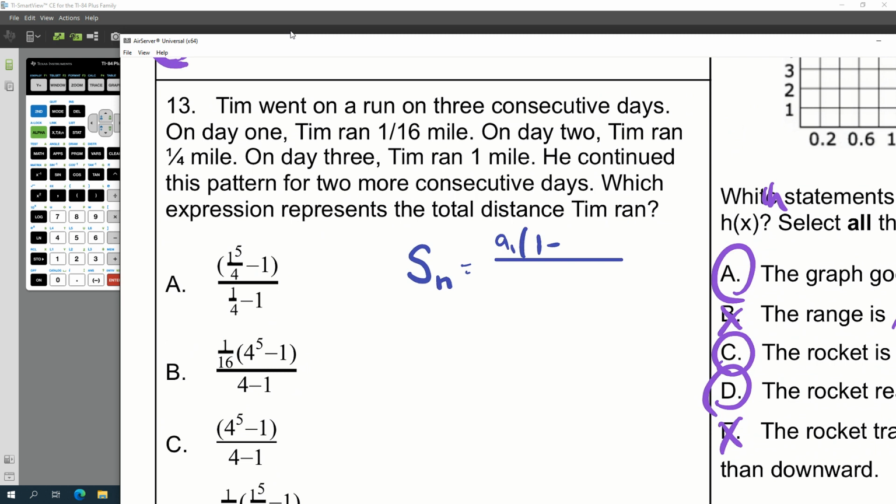Okay. So R is going to be what we're multiplying by each time. Do you guys know what R is? It's okay. If you don't, you can take one of the terms, like the second term, and divide it by the previous term. And so R is going to be 4. We're multiplying by 4 each time.